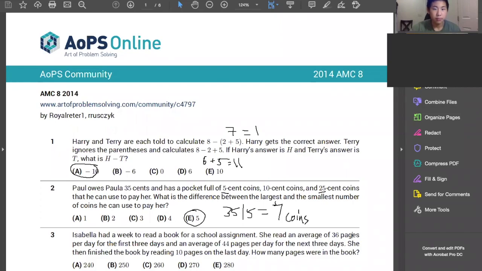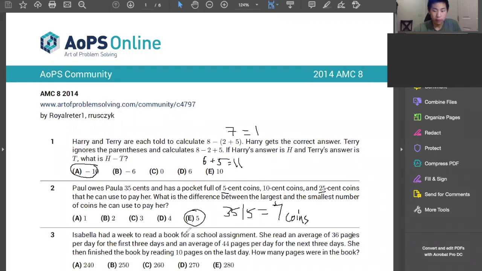Okay. So on to the third question. Isabella had a week to read a book for a school assignment, and she averages 36 pages per day for the first 3 days, and then 44 pages a day for the next 3. Then she reads 10 pages on the last day to finish the book. We want to know how many pages there are total.